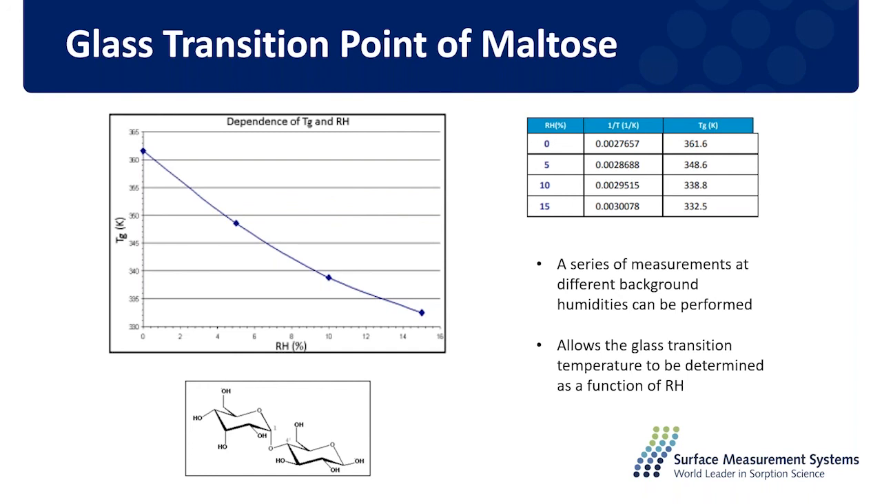And you'll see that an increase of only 15% relative humidity can have a really large impact on the glass transition temperature, the glass transition point of our sample, and can lower it by nearly 30 degrees.